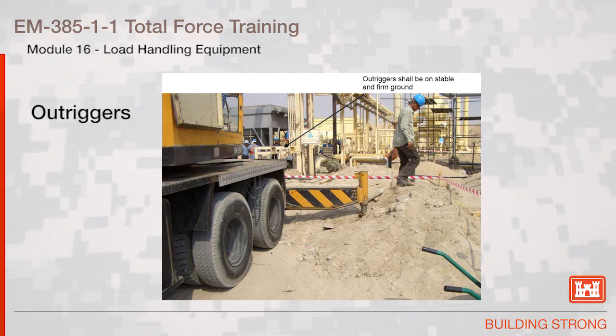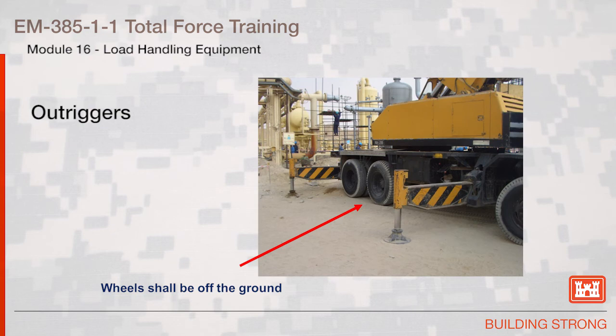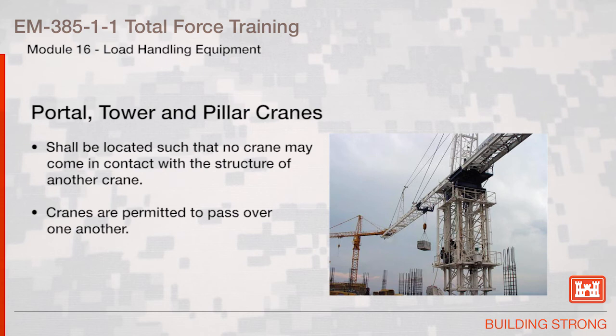These images provide an indication of both blocking and outrigger float. Outriggers shall be on stable and firm ground, and from visual observation of this image, it is unclear as to whether those outriggers meet that requirement. Wheels shall be off the ground. Portal, tower, and pillar cranes shall be located such that no crane may come in contact with the structure of another crane. Cranes are permitted to pass over one another.